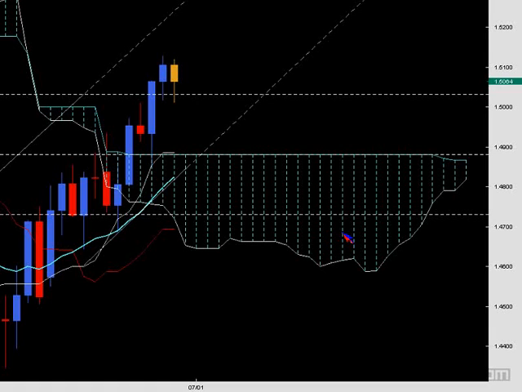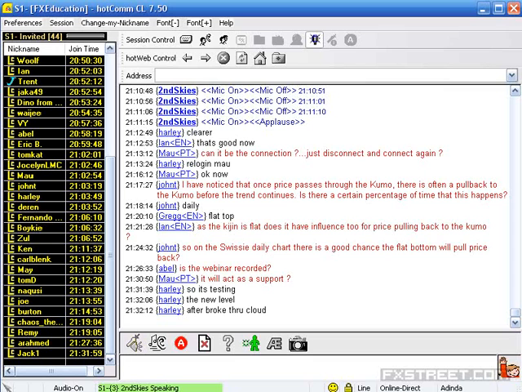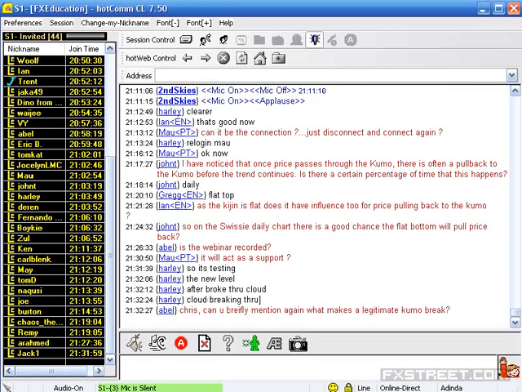And Harley's saying, so it's testing? What do you mean, so it's testing? I'm not really sure what you're saying about that. It didn't test it. It's not testing, it's tested it already. It's gone. It's testing the new level. What new level are you referring to? Which one are you referring to? What new level? I'm curious. You have me thinking. After it broke through the cloud, going through.